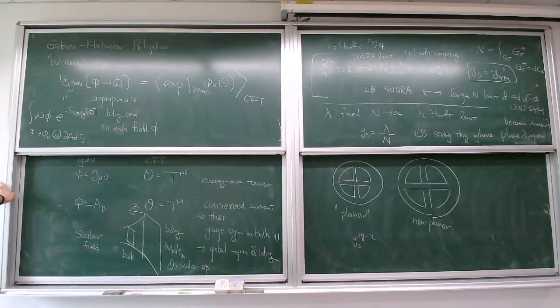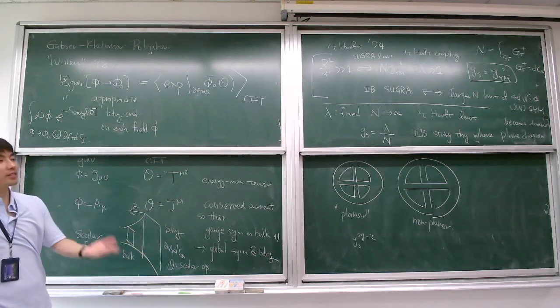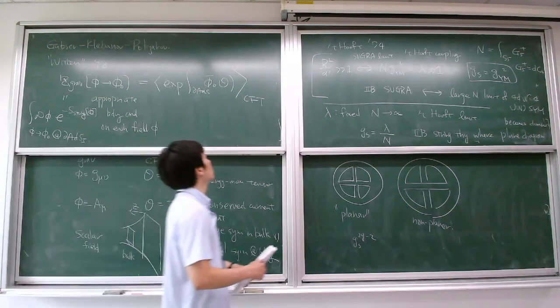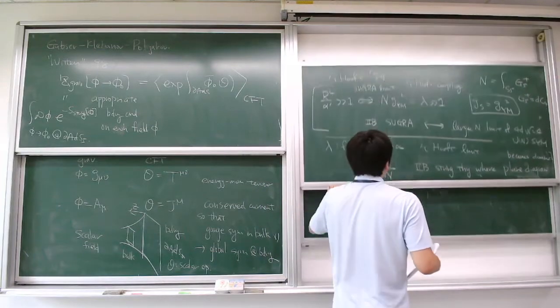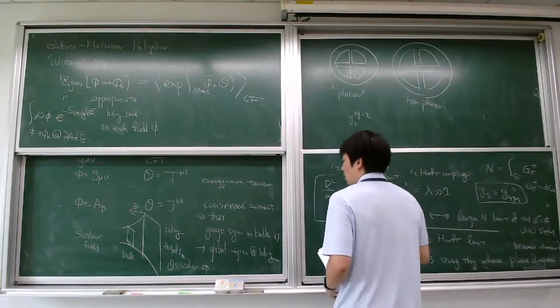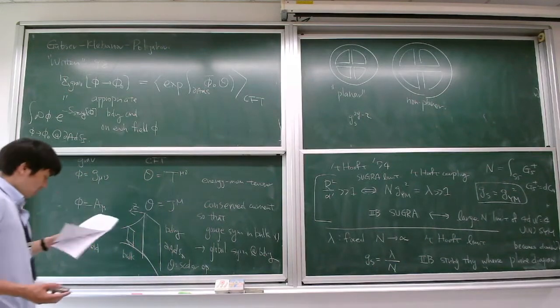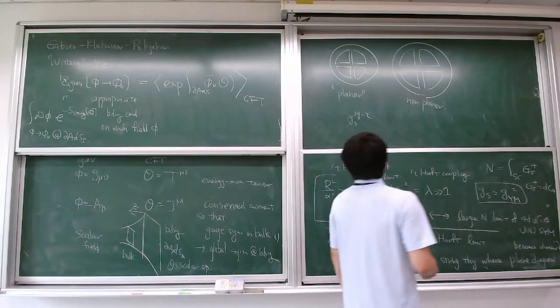And moreover, in a conformal field theory, if you have an operator, you have a corresponding state, and also a corresponding conformal dimension. So what is the relation between conformal dimension and the interpretation in terms of the bulk? Okay, so that's the proposal of this.